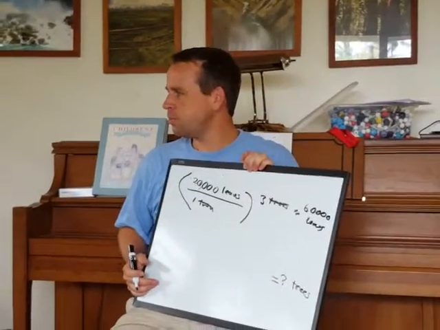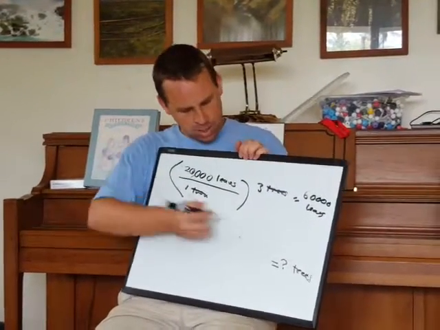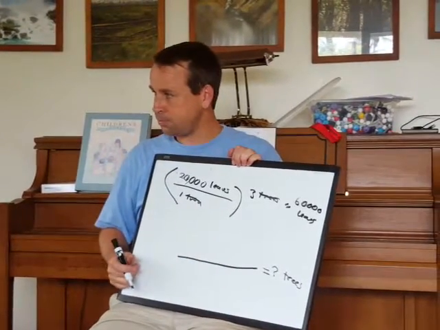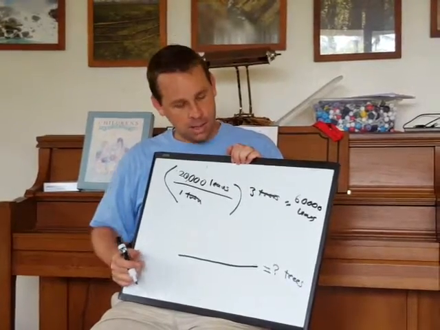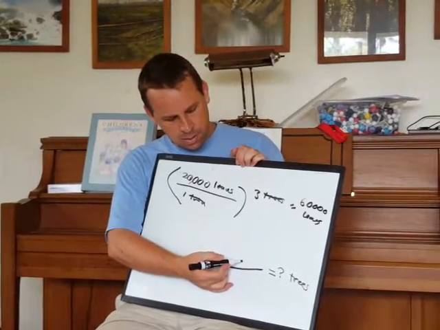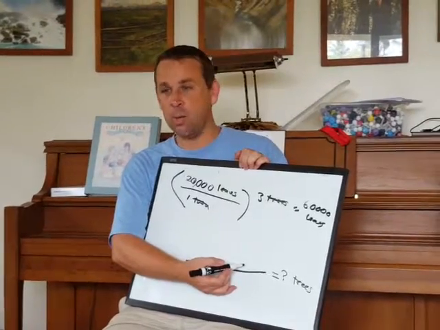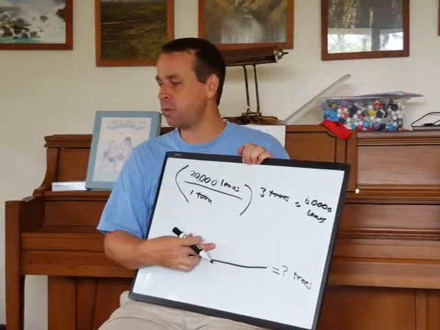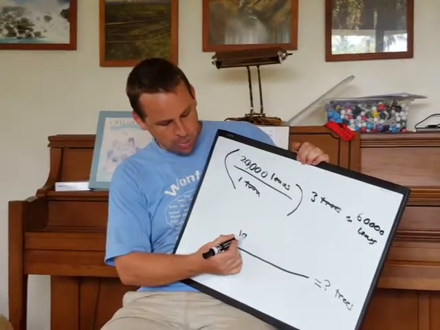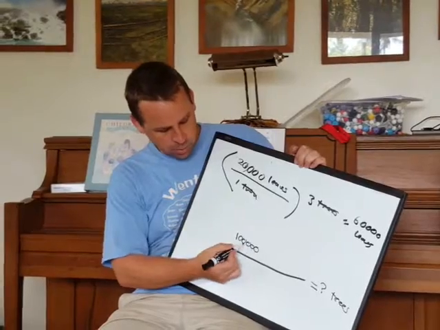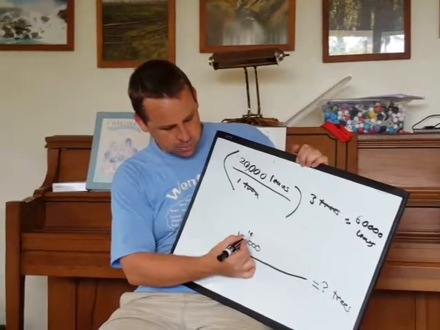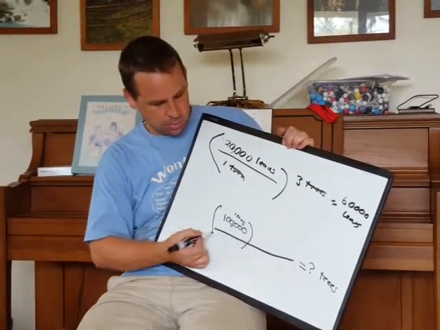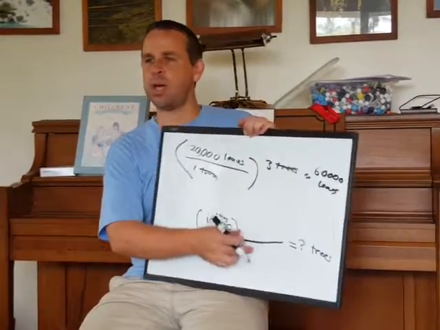Does that make sense? So 100,000 leaves divided by... And then I make a little line here. It's kind of like a workspace so I can see what to do. I know that I need to get to how many trees, but I need to start with what did I have? 100,000 leaves. So I write what I start with over here: 100,000 leaves. And now what am I going to multiply that by?